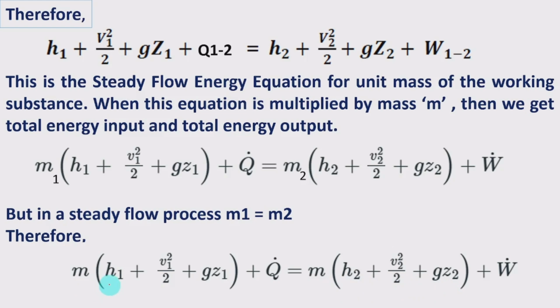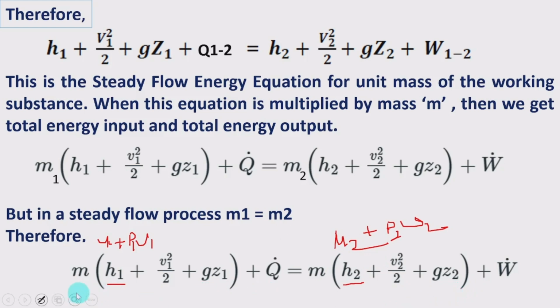And these h1 and h2 can be taken as h1 equal to u1 plus p1 v1, and h2 equal to u2 plus p2 v2. We can substitute these values. In those terms also we can write the steady flow energy equations, in these two forms.